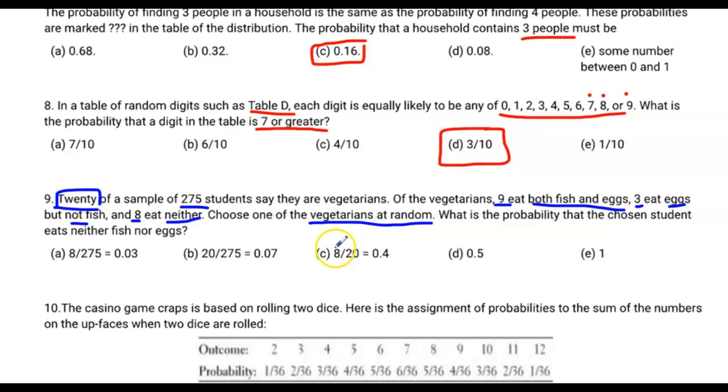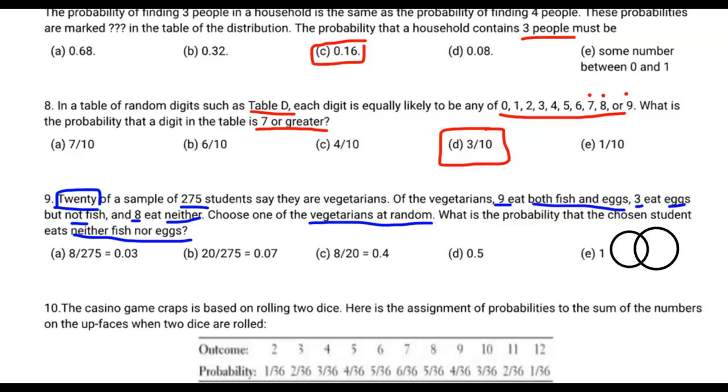What's the probability that the chosen student eats neither fish nor eggs? Now we have something to go on. If you'll remember from the class that we did Venn diagrams, this is probably the way I'm going to use to answer it. A Venn diagram consists of 2 different bubbles, and the 2 bubbles represent 2 different categories. In this case, the categories are whether they eat fish, whether they eat eggs, whether they eat both, or whether they eat neither.